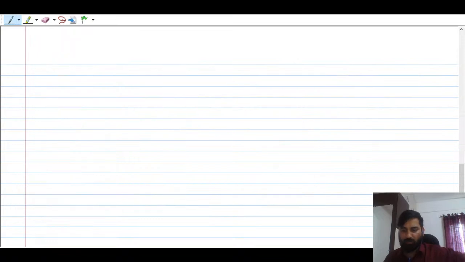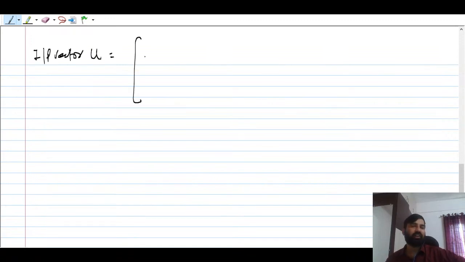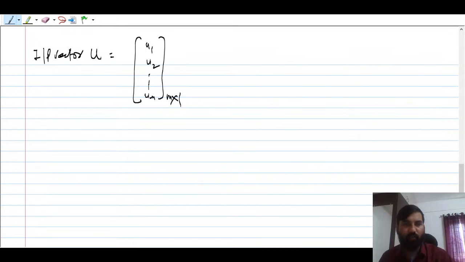So let me talk about the input vector. The input vector is nothing but a column vector, U, which we will write like this: U1, U2, and so on up to UM. Now you can decide that m by 1 is going to be the order of the matrix U. I hope this makes sense to all. Keep this in mind, this is very, very important. So U is a column matrix. And you can take the output vector, the output vector is y.